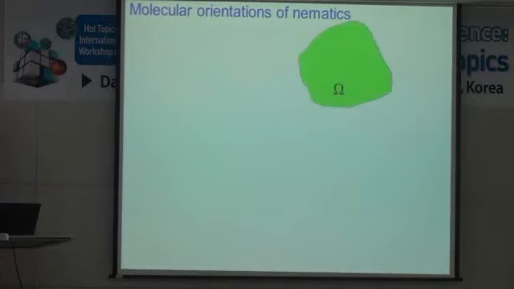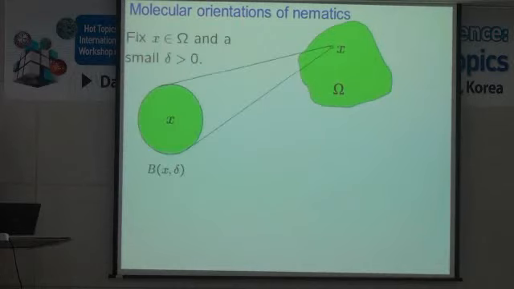Okay, so here's our container again. So how are we going to describe the molecular orientations of nematics? So we look at the point X, and we look at a little neighborhood of the point X. So here it is, blown up, it's the ball center X, radius delta. So delta is going to be very small, so this neighborhood is effectively a point, but nevertheless big enough to contain lots of molecules. Okay, and here are some of those molecules.